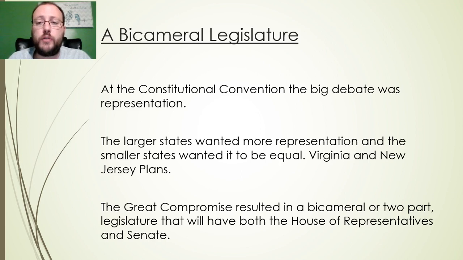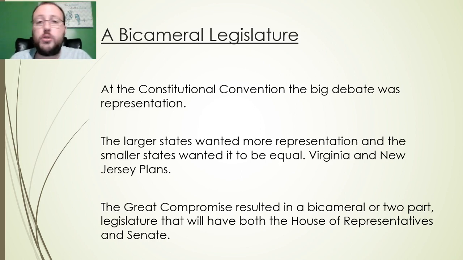At the Constitutional Convention, the big debate was representation. The larger states wanted more representation. The smaller states wanted it equal. The Virginia and New Jersey plans. We didn't talk about that. The Virginia plan wanted the larger states to get more votes based on their population. The New Jersey plan wanted every state getting one vote, equal representation.